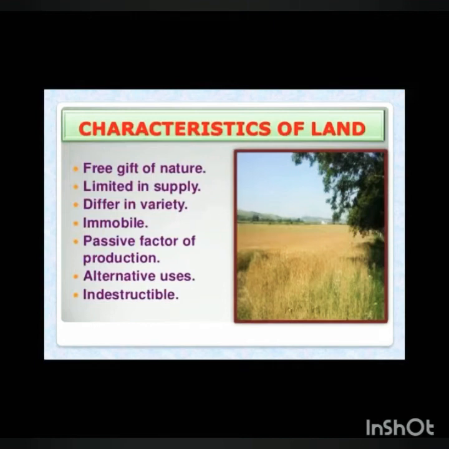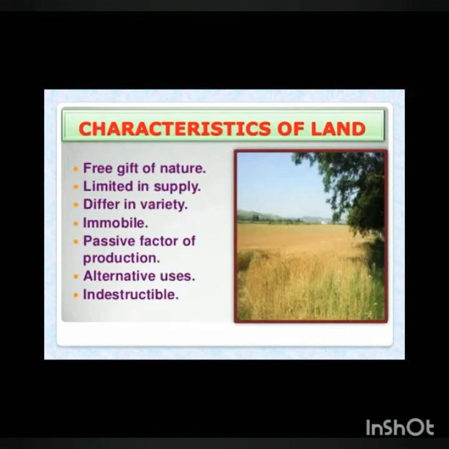Third, land is imperishable, which means we cannot destroy the land. Land is indestructible. Fourth, land is a primary factor of production. You know well, in any production process, we have to start with land. Without land, we cannot do anything. Even in the primary sector, land is very essential to get the raw materials. So land is essential for all kinds of production.